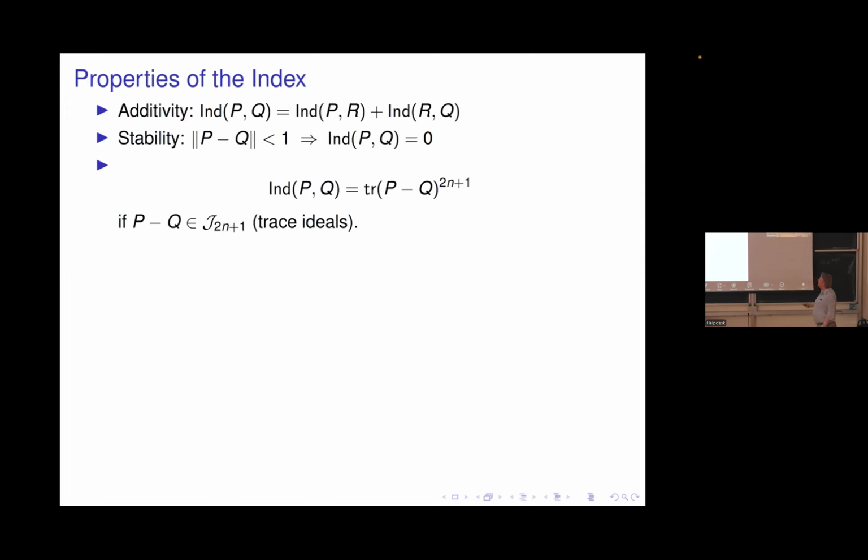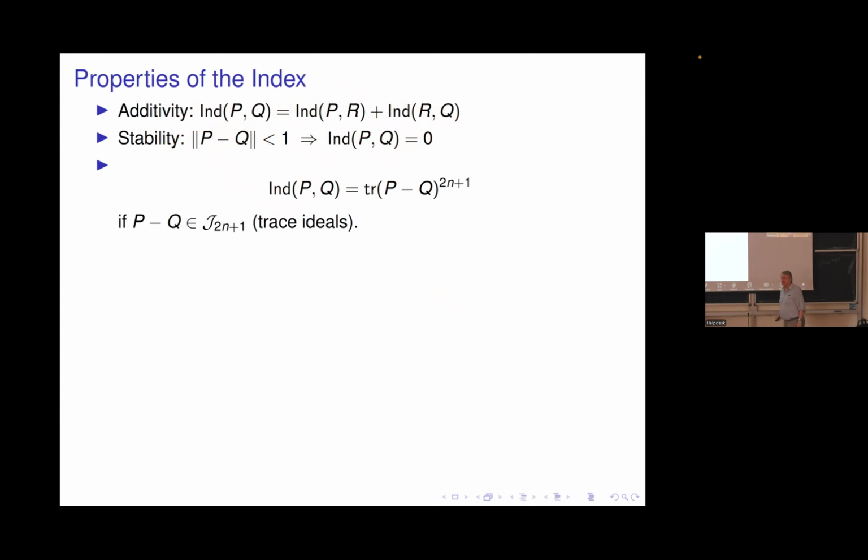Okay, so here are some properties of the index. It's additive. If you have projections P, Q, and R, the index of the pair (P, R) is the index of (P, Q) plus the index of (Q, R). And if the two projections are very close to one another, then the index of their difference is zero.